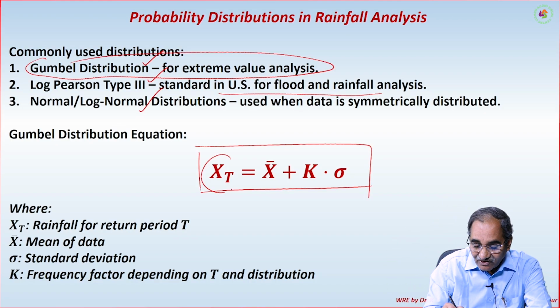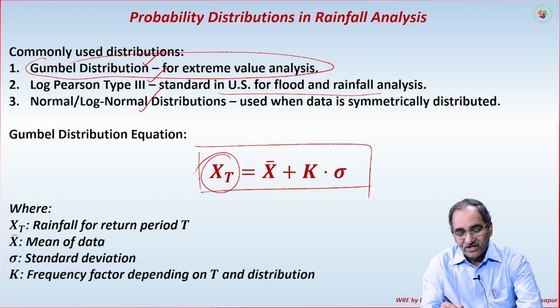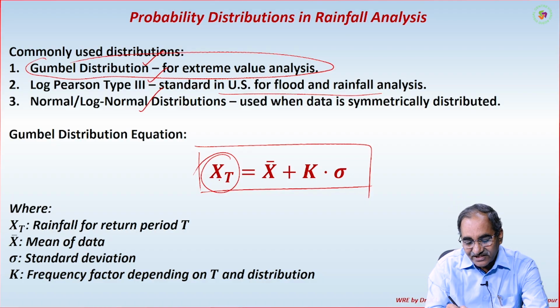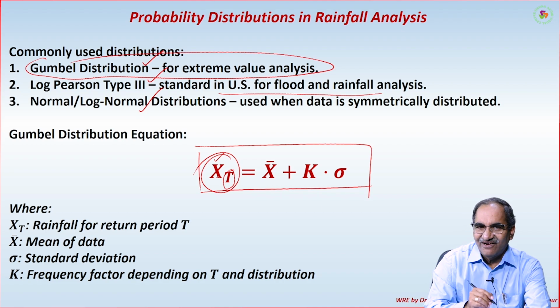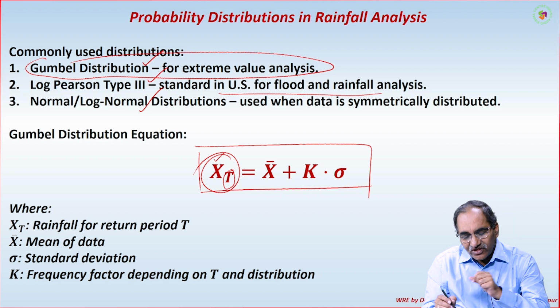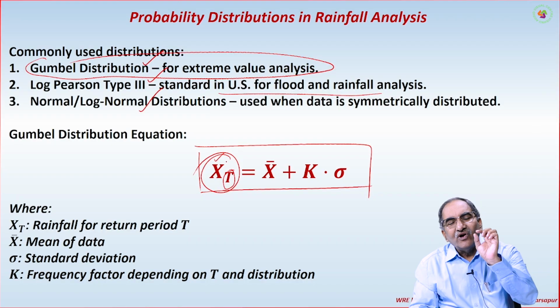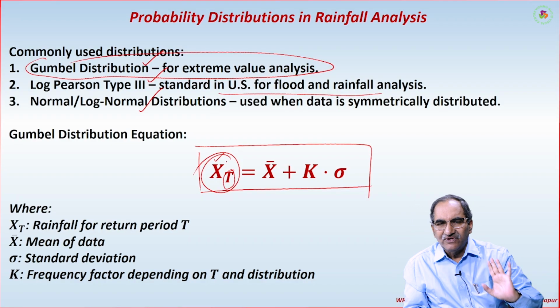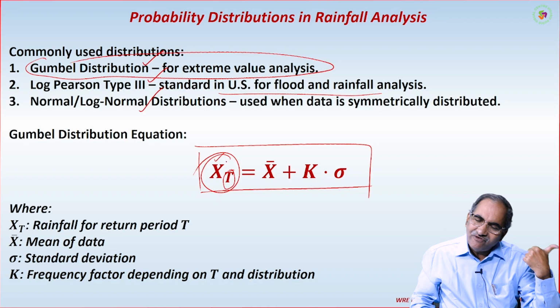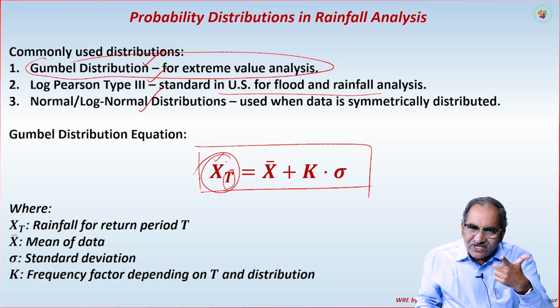So the rainfall value for any return period. This x is the rainfall value for a return period of T years. That is what we want to calculate. What is the rainfall value for a given return period? That is what we want. For a given return period, what is the rainfall value? That you need to find out.